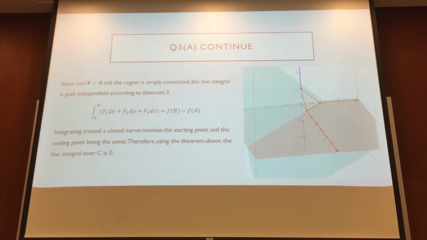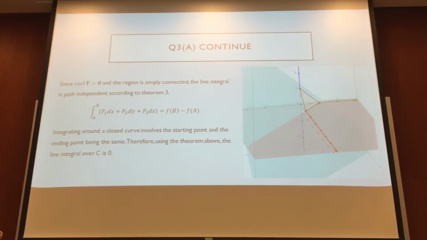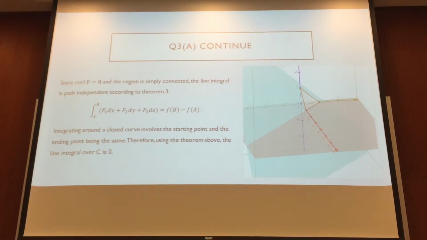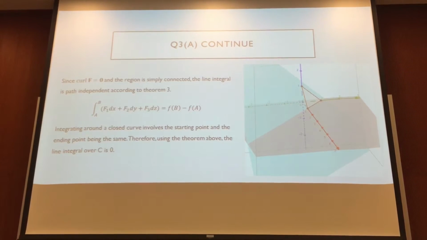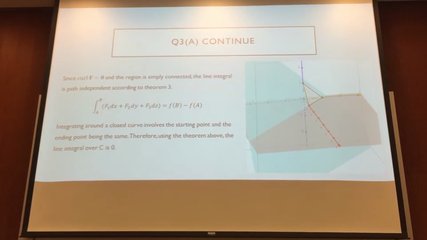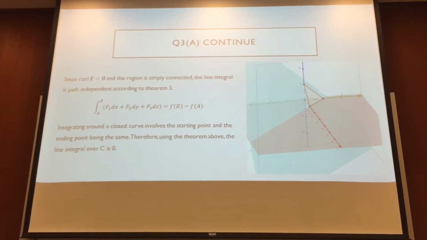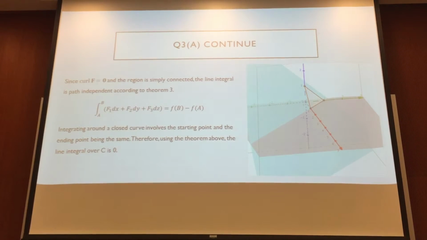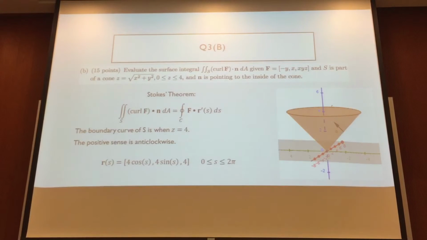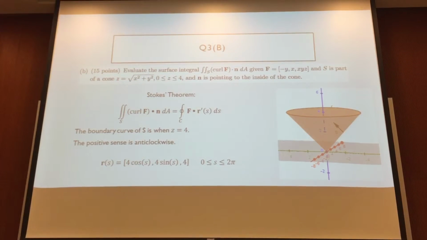So when that's path independent, we can apply the fundamental theorem. And since we integrate around a closed curve, the starting point and the end point are the same. So then f of b minus f of a is essentially f of a minus f of a. So then obviously that's 0. Okay, so that was the first part, which is pretty easy.